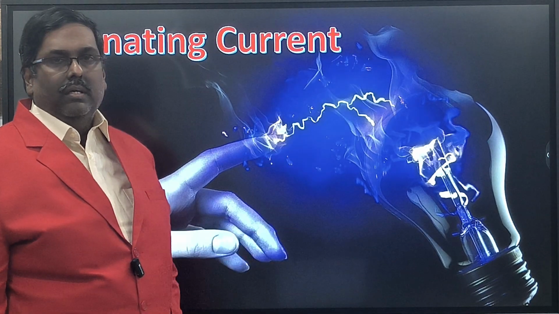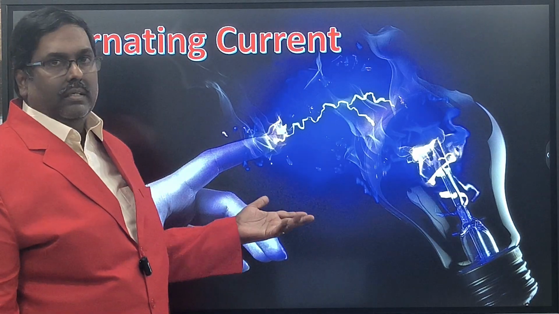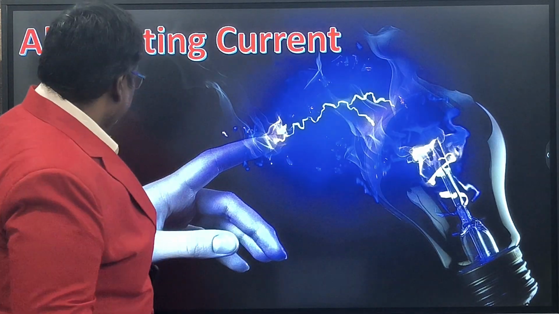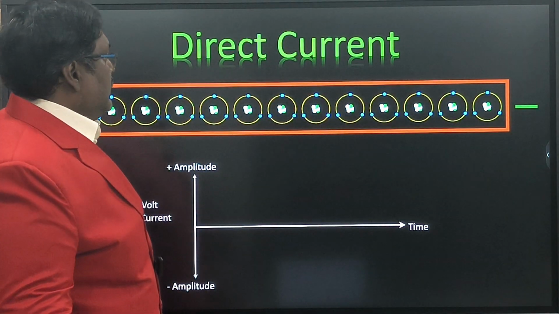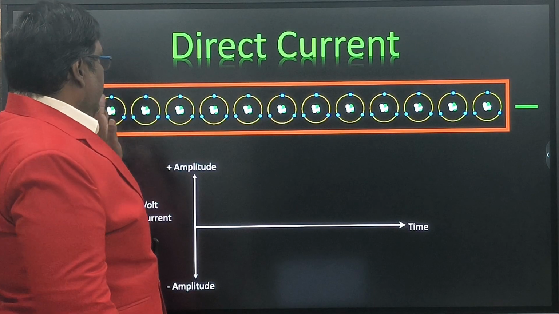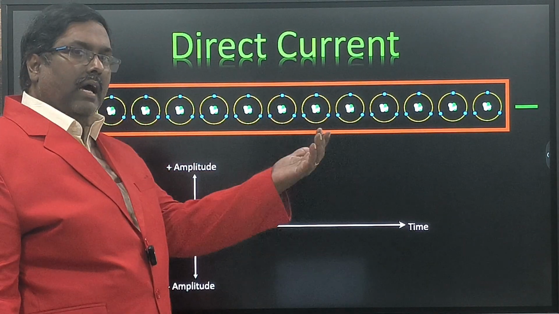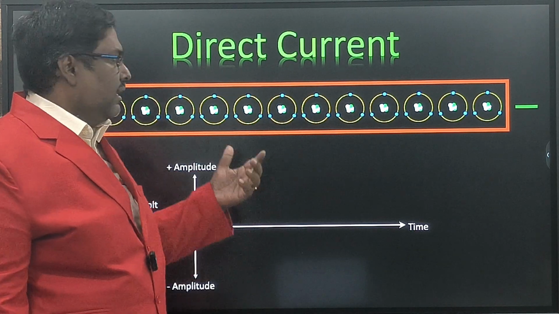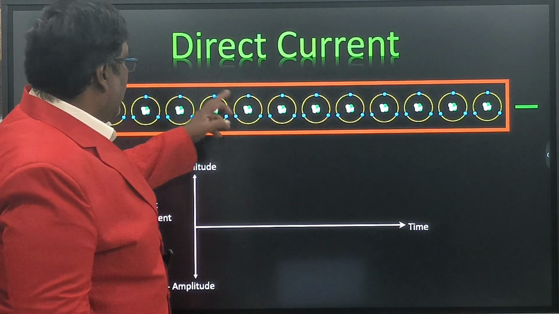Now we will discuss what AC is, how it is formed, and what things need to be discussed about AC. First, direct current. We already discussed it in the first video: how the electron moves from one atom to another atom, and how the current moves in the opposite direction. Just for refreshment, we are going to see the path of the electrons.